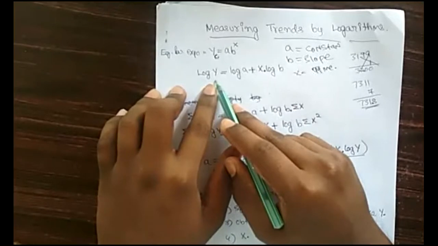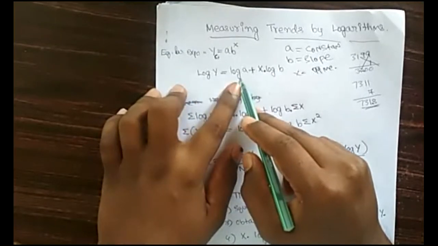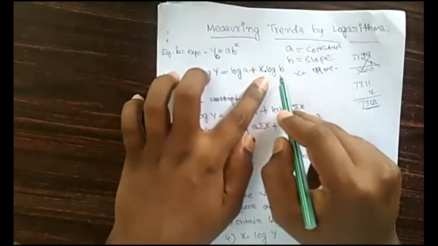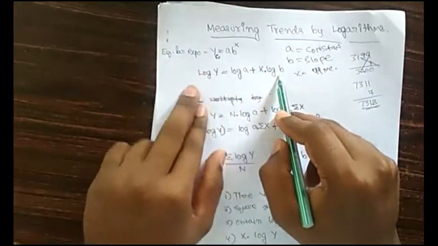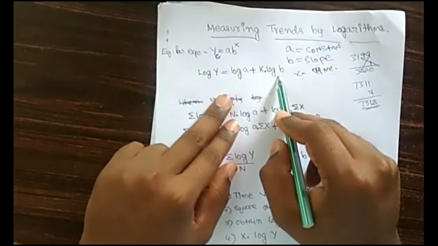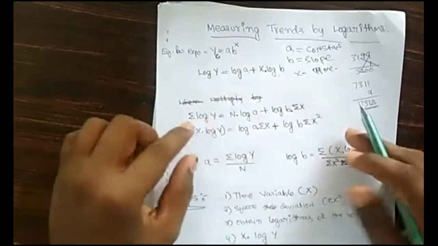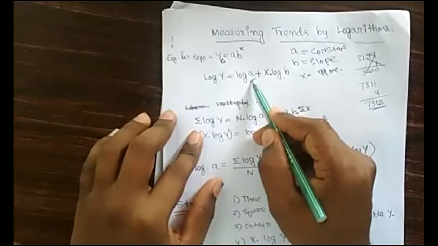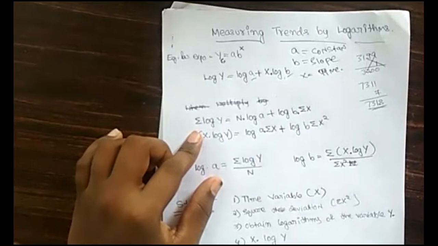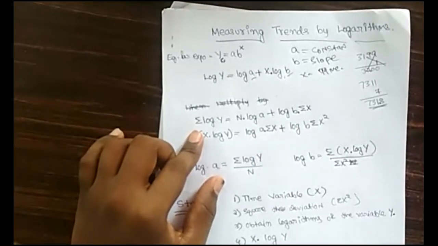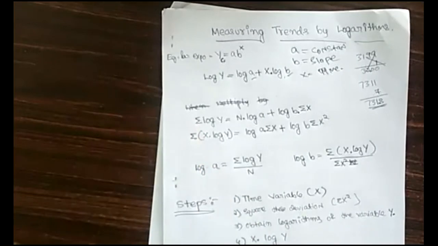Log of y is equal to log a plus x into log b. With this equation you can estimate the trend values. Again, here we have two unknown values, a and b. When we have two unknown values, to find out those values, we need two equations.